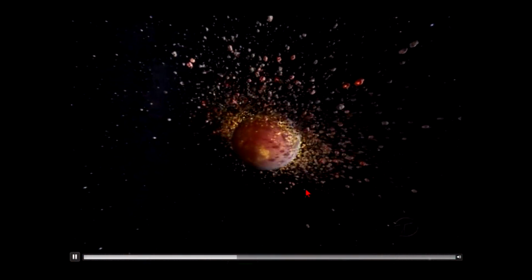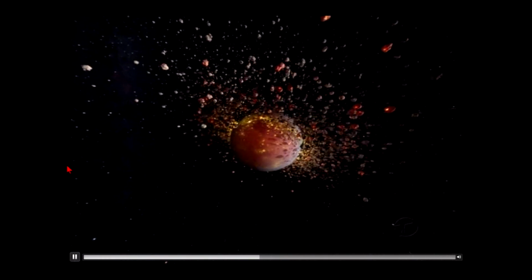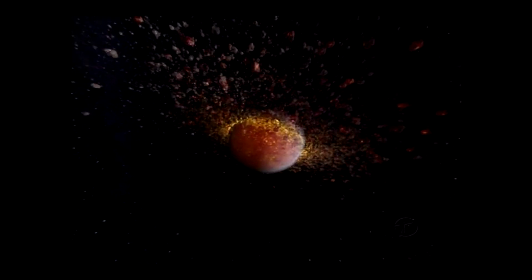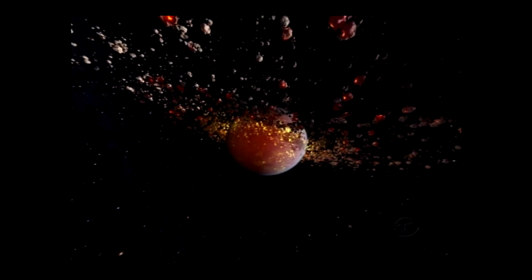The debris that goes into space would orbit around the Earth. It was given a lot of energy, so it goes off into orbit. And for a time, this debris created a ring around the Earth. Imagine the Earth with a ring.